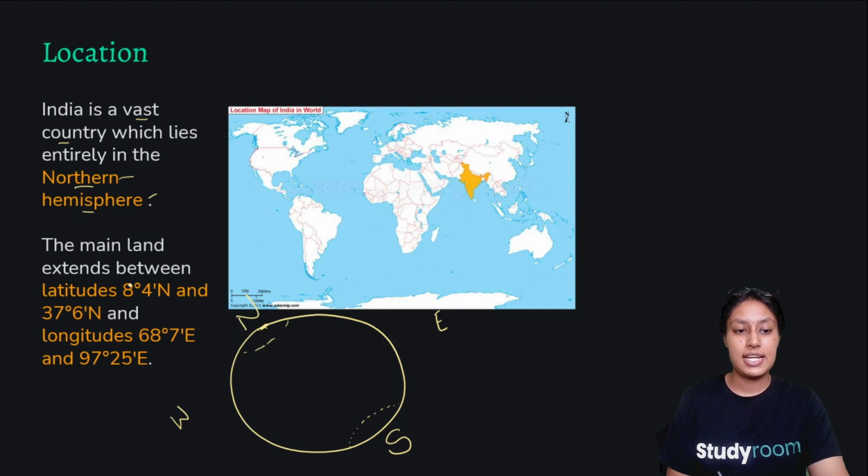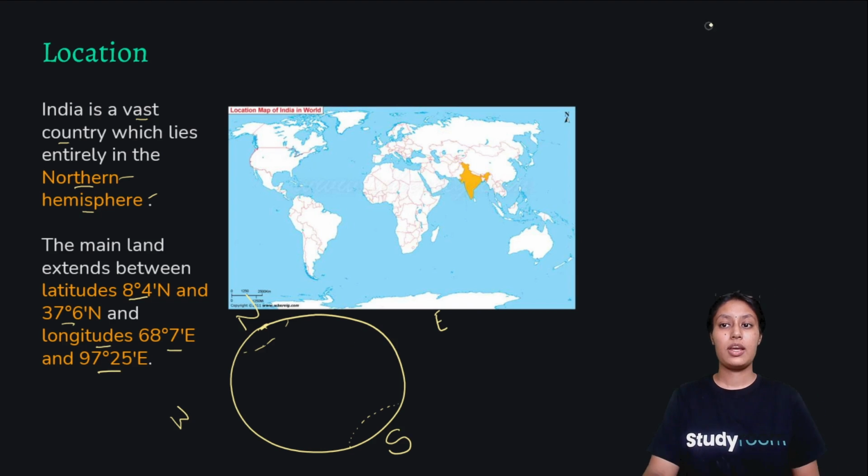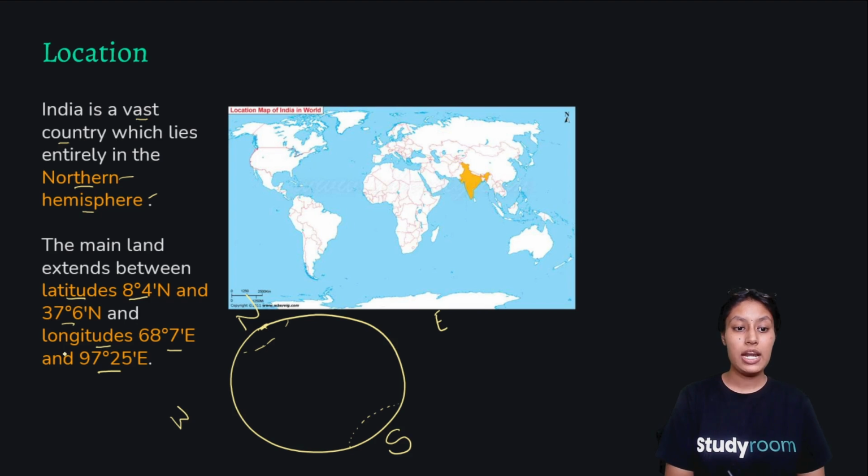The mainland extends between latitude 8 degree 4 north and 37 degree 6 north, and longitude 68 degree 7 east and 97 degree 25 east. Now, we got two new terms here, which are latitude and longitude. What are latitude and what are longitude?